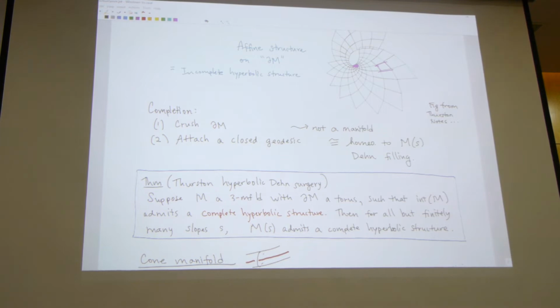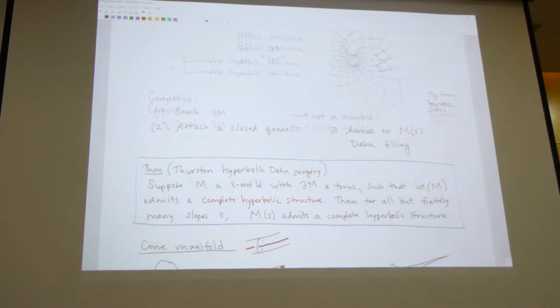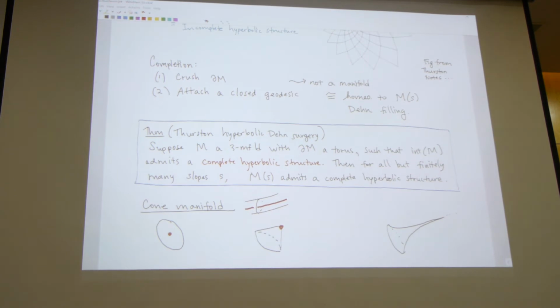Okay, so I should say too, the geometry here: when you attach a closed geodesic and you end up with something homeomorphic to a Dehn filling, you don't always get a complete structure on that. More generally, you'll get a cone manifold. So that's what I wanted to describe next.